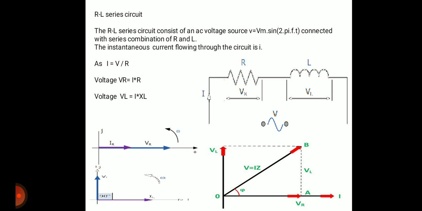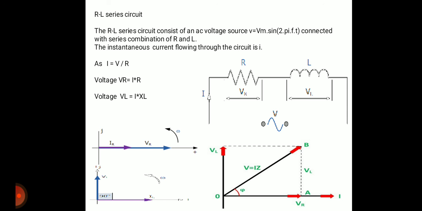In this RL series circuit, we have seen the circuit diagram which has only two components, R and L, connected in series across the supply. That's why it is called the RL series circuit. Supply voltage is V is equal to Vm sin of 2 pi f t. Voltage across R is VR, voltage across L is VL, supply current is I. So I is equal to V by Z, VR is equal to I into R, VL is equal to I into XL. We have drawn the resultant phasor diagram for V and I, and in the phasor diagram we can see that V is leading and I is lagging by theta degree.